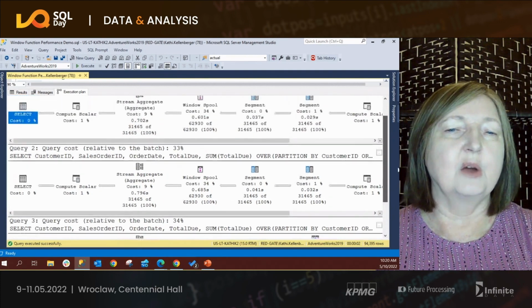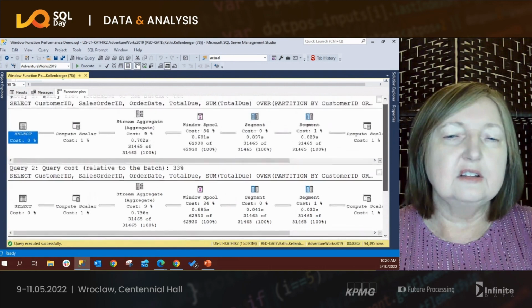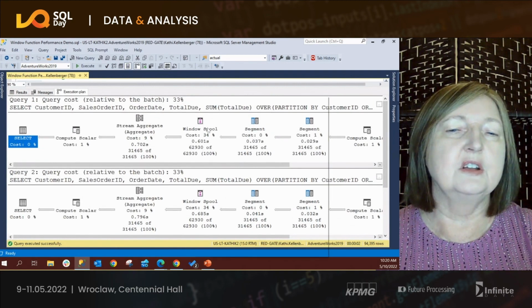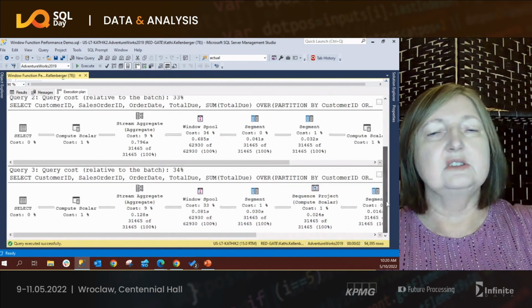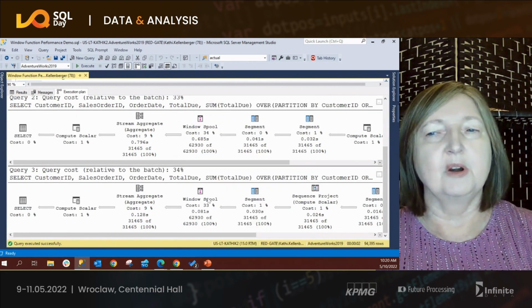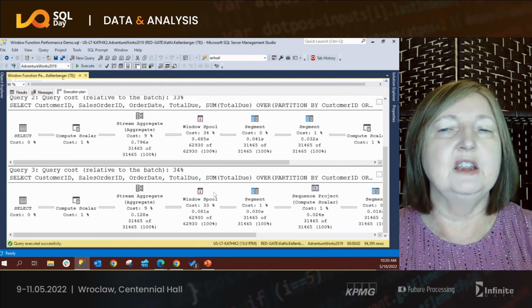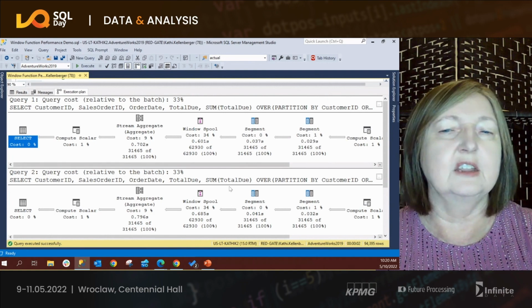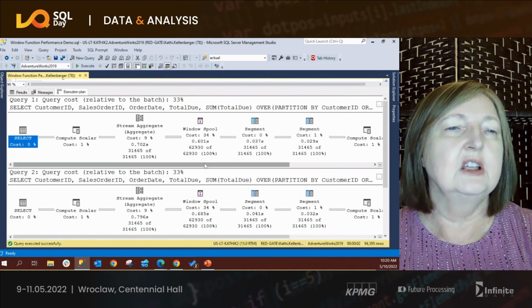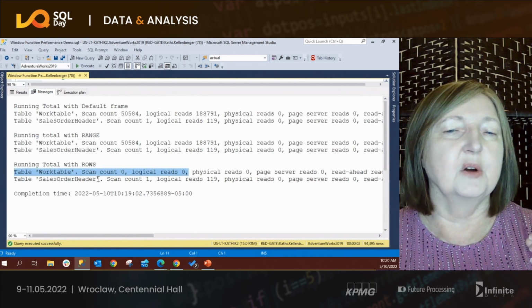They all show that window spool. However, this is the only one that uses that work table in memory. The other 2 create it in TempDB, and you cannot tell that from the execution plan. I can only see that in this case from the statistics IO.